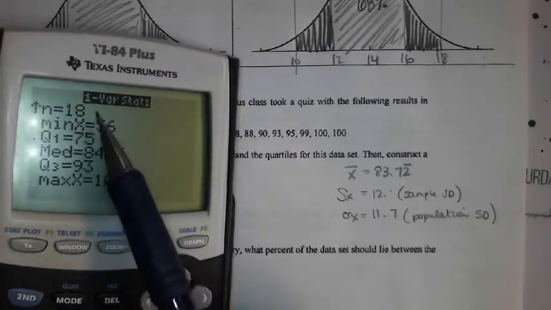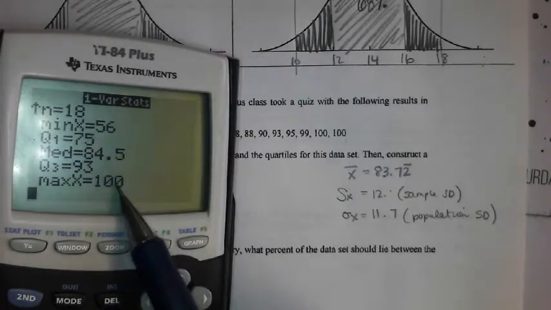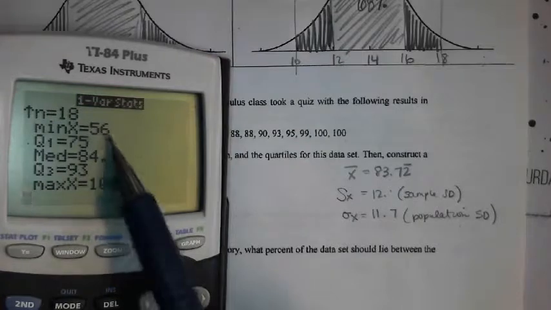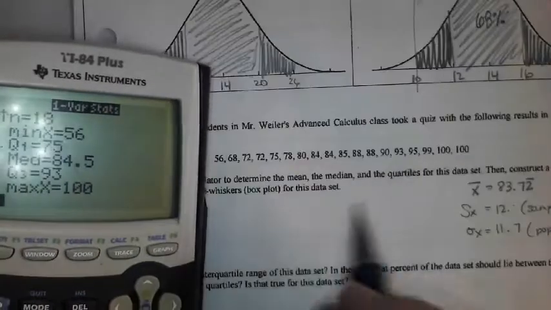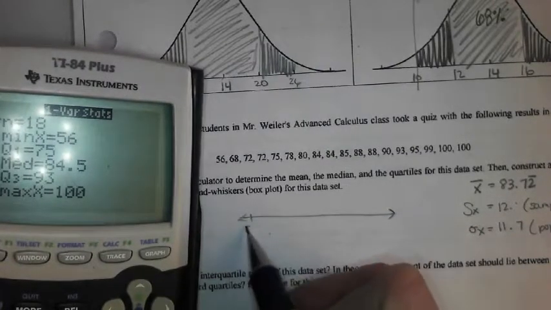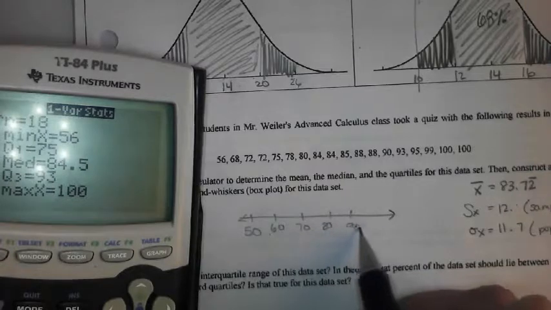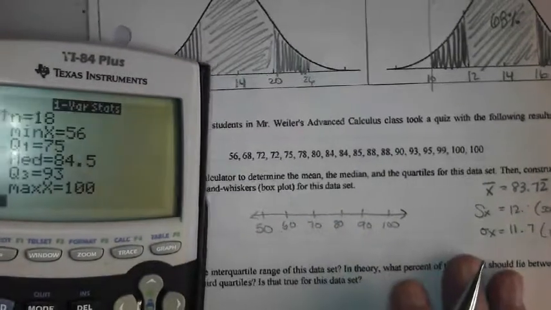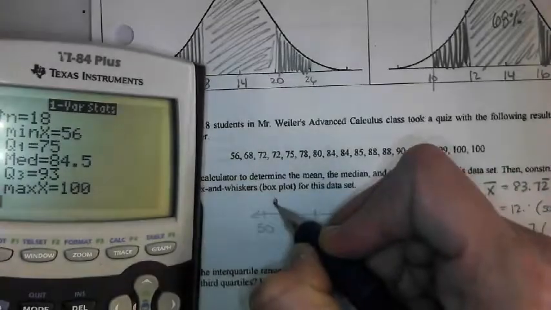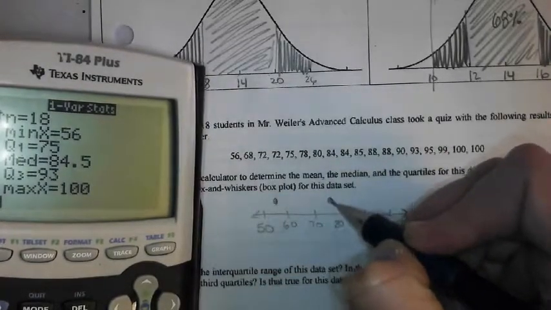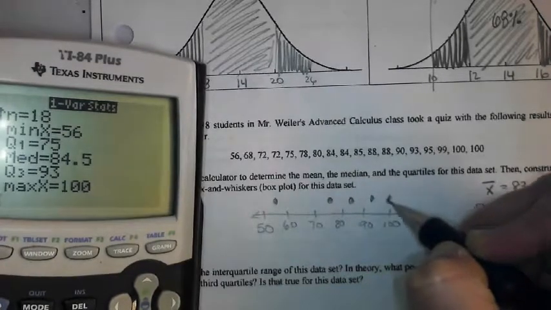And then here's what you probably used for your box and whisker plot or your 5-number summary, right? Your minimum, your Q1, median, and so on. So I'm going to create a number line from 50, 60, 70, 80, 90, and 100. And I'm going to plot those 5 numbers. So 56 is approximately here, 75, 84.5, 93, and 100.